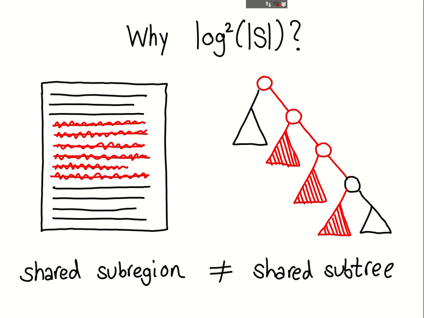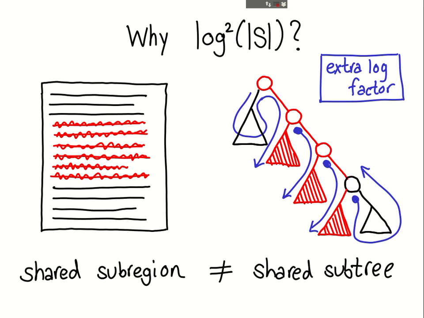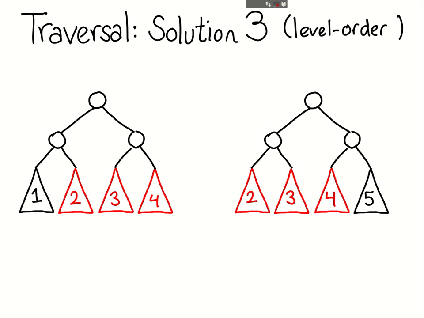Now, there are only logarithmically many of these trees, but when I do my traversal in this fashion, I have to march down to the bottom left of each of these shared subtrees. This adds an extra log factor and results in the square in the term. Thus, we'll have to do something more clever.